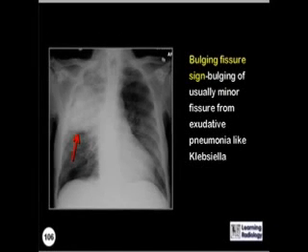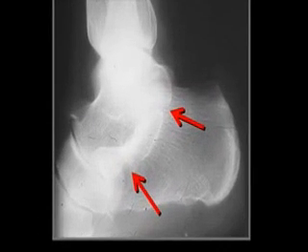This is the bulging fissure sign, which is bulging of a fissure, usually the minor fissure, from a very exudative heavy pneumonia, such as that caused by Klebsiella. What is the name of this sign?